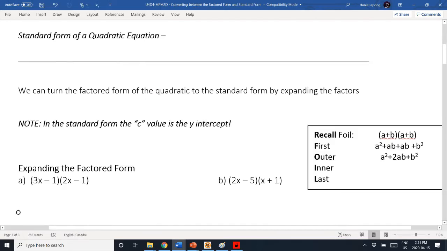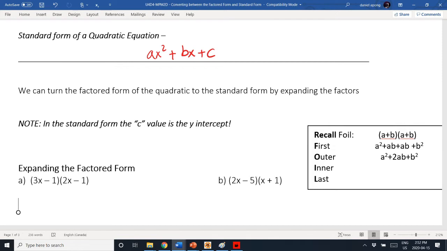The standard form of a quadratic equation is in the form ax squared plus bx plus c. We can turn the factored form of the quadratic to the standard form by expanding the factors. One thing to point out is in the standard form, the c value is the y-intercept. This makes sense because when x is equal to 0, the a and b terms will just all equal 0, and what is left is just the c as the y-intercept.